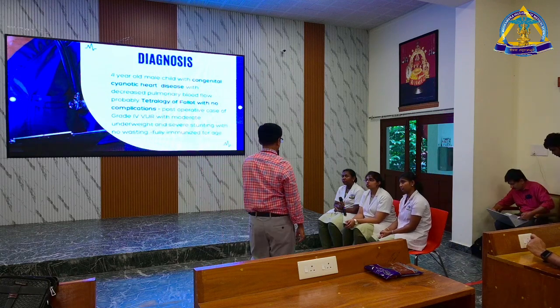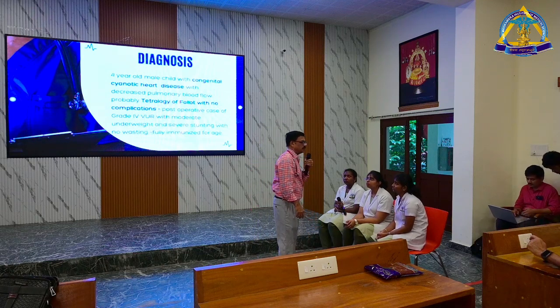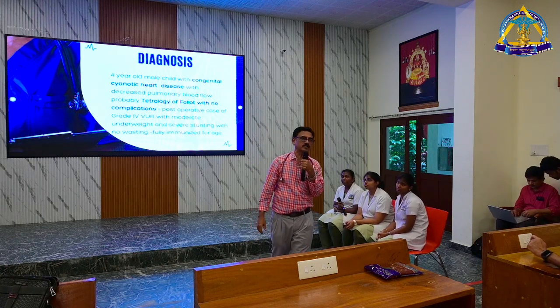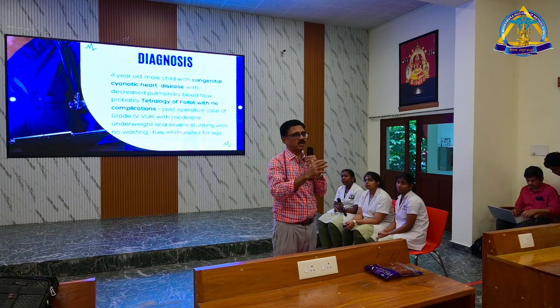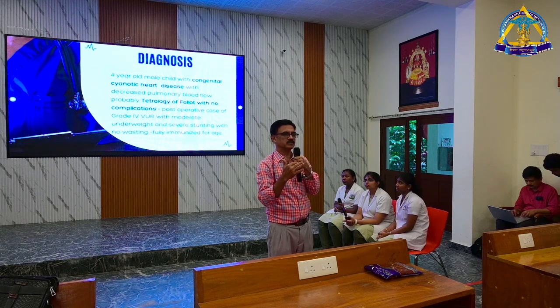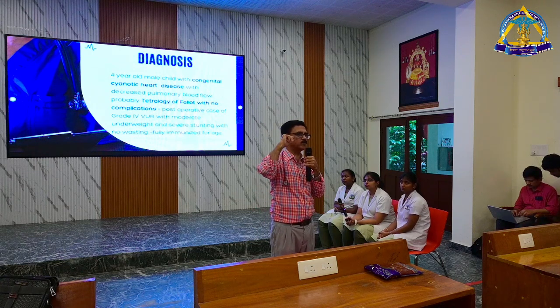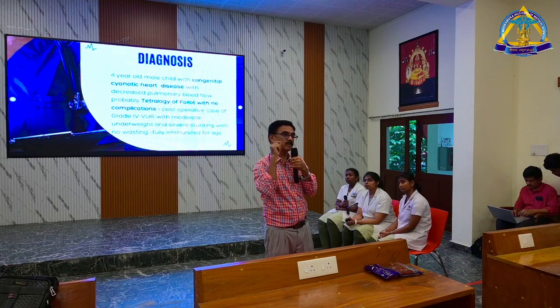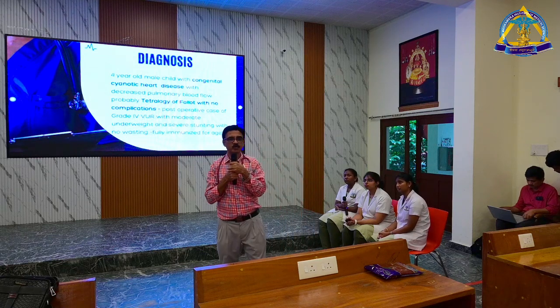What is the age for corrective surgery? 3 to 6 months in a very critical condition, otherwise we call it early infant repair. That is after 6 months or before 1 year. At 6 to 9 months, people are not going for BT shunt and other things. They will straight away go for an intracardiac repair. So that is all about tetralogy of Fallot.